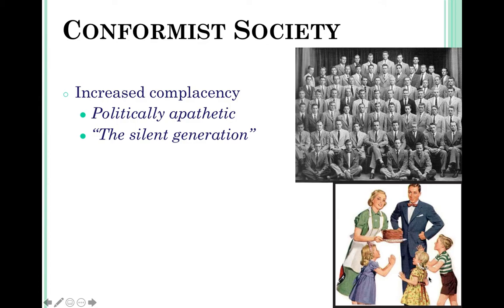So conformist society, as you can see with this picture, there's this increased conformity that happens where everybody's dressing the same, everybody purchases from the same place. So people are politically apathetic because there's this normalcy and don't rock the boat attitude that happens. This is known as the silent generation because there's not going to be a lot of political disputes, because if you're politically disputing about something, then you're targeted as a communist.